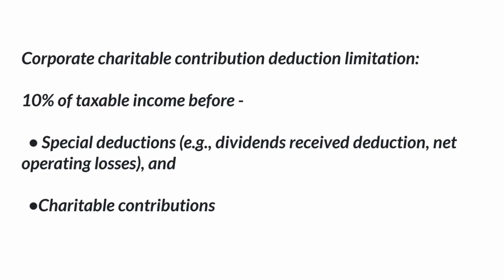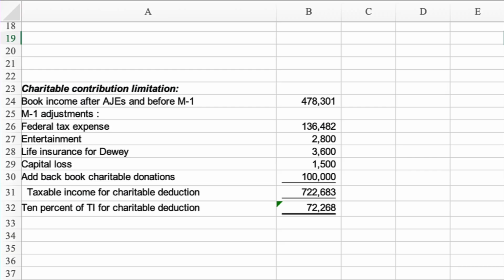So here's what we're trying to find. 10% of taxable income, but taxable income before dividends received deduction or net operating losses, and before charitable contributions. Here's how we're going to find that number for Review Co. We're going to start with the book income after the adjusting journal entries, but before any M1 items.